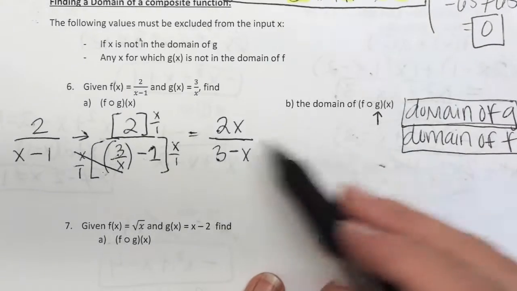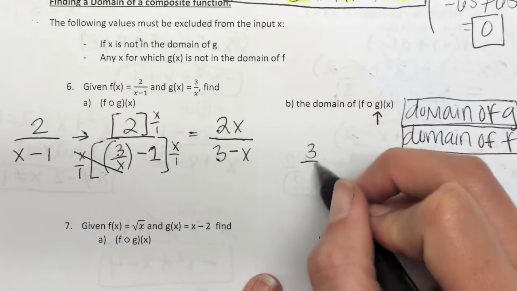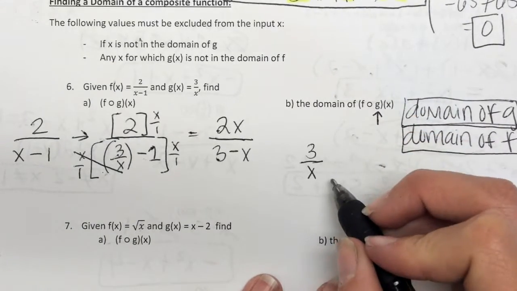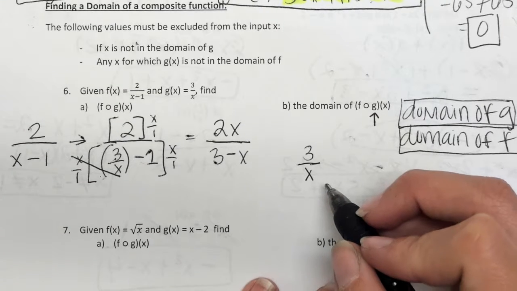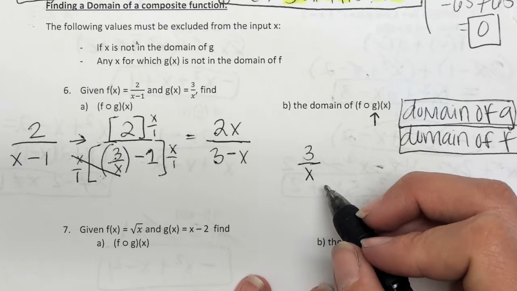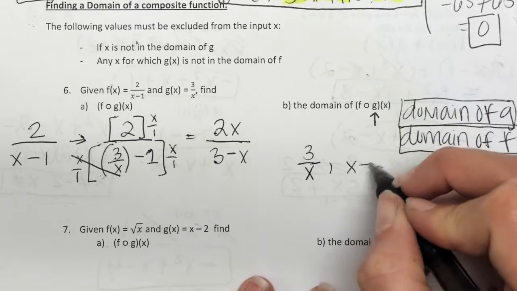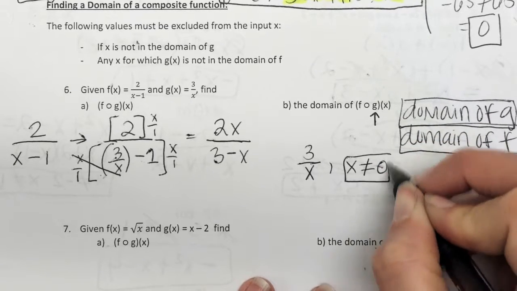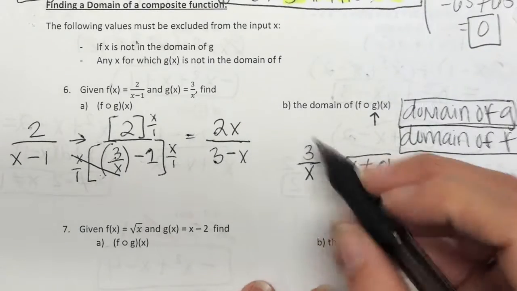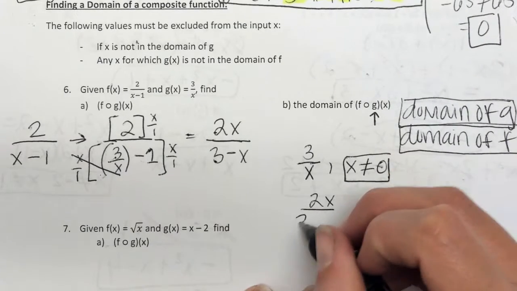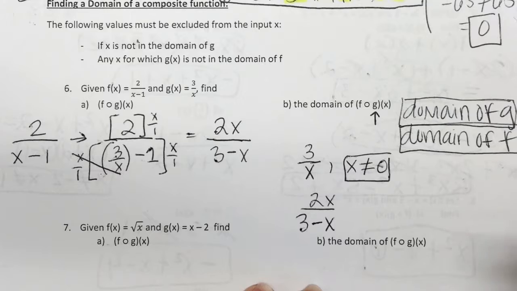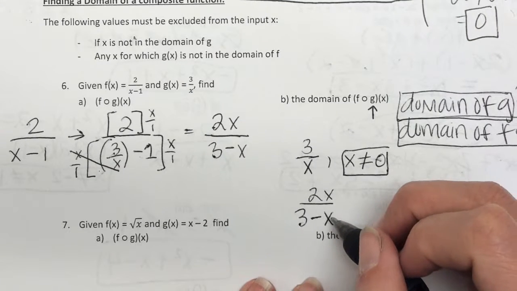So g was 3 over x. So x, we know, cannot be what? Correct. We cannot have 0 on the bottom right here. So x cannot be 0 because we can't divide by 0. And then f of g was this function. And what could x not be?